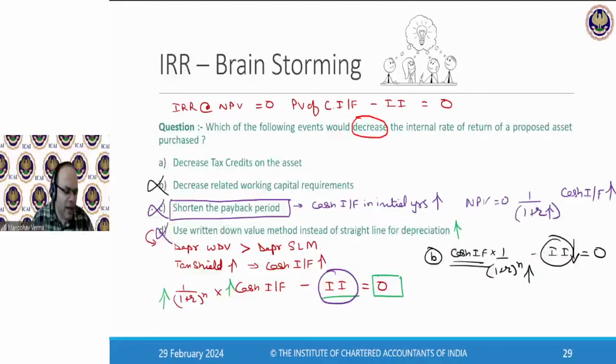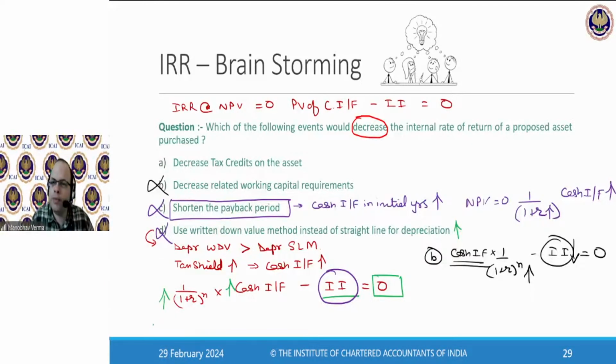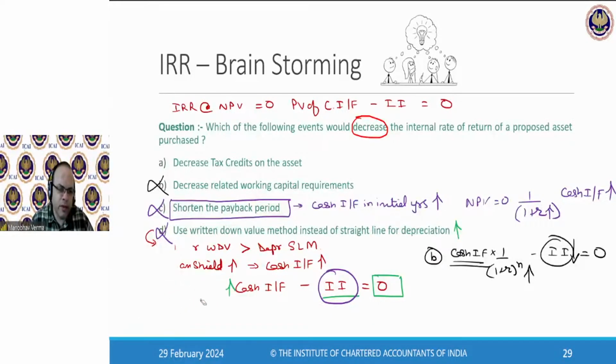So B, C, D are absolutely gone out of the box. And that means the correct answer is what I think almost 6 to 7 students were pretty much on the trot with: option A. But why option A? Let's discuss why option A. Let me make some space here. So options B, C, and D are not right.